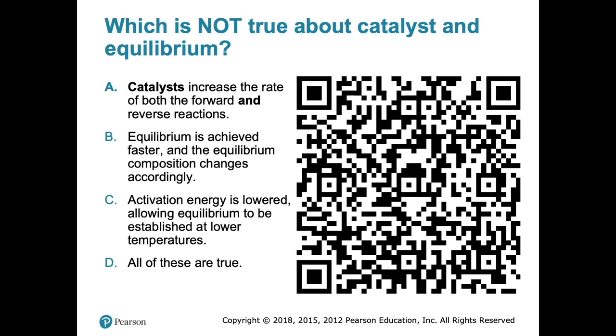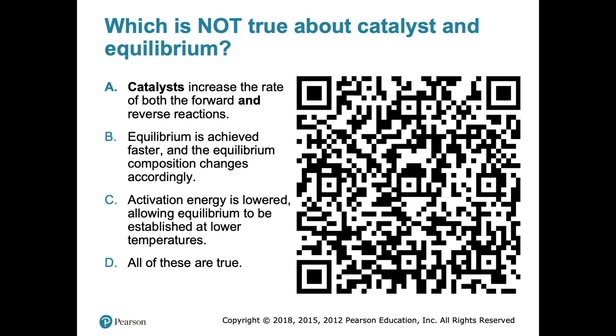Okay, which of the following is not true about catalysts and equilibrium? A, catalysts increase the rate of the forward and reverse reactions. B, equilibrium is achieved faster and the equilibrium composition changes accordingly. C, activation energy is lowered, allowing the equilibrium to be established at lower temperatures. Or D, all of these are true.